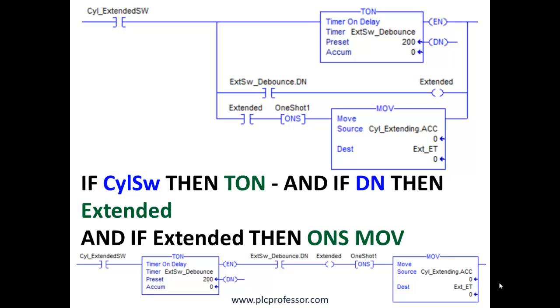So if we read aloud the upper rung, if cycle switch, when you say if cycle switch, that means if it's on, then enable the timer. And if the timer is done, then turn on the extended bit. If the extended bit is on, then one shot the MOV. So you read through that and then read down below there. Look at that rung. If the extended switch is on, then TON. And if done, then extended. And if extended, then one shot the MOV. So it reads the same.